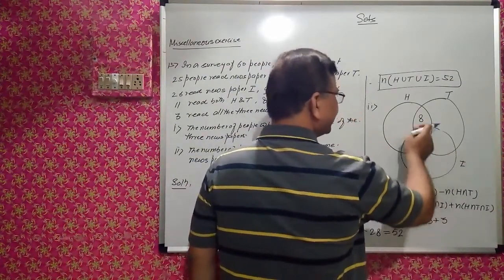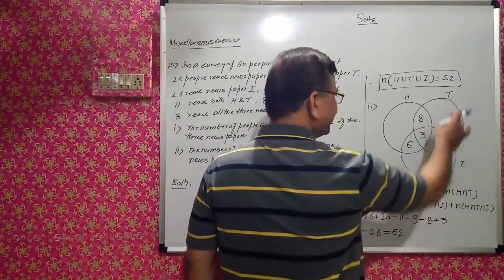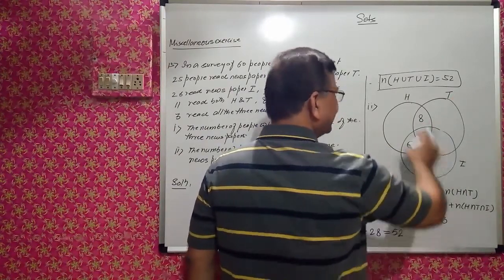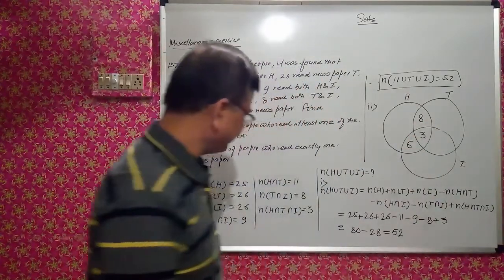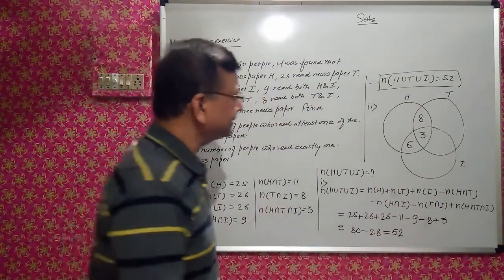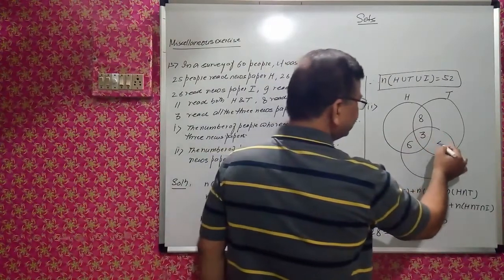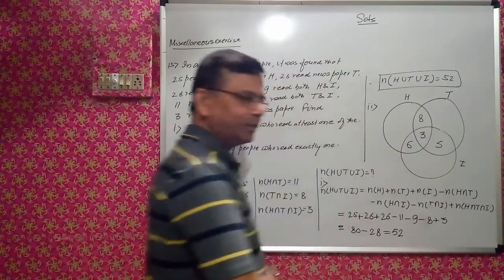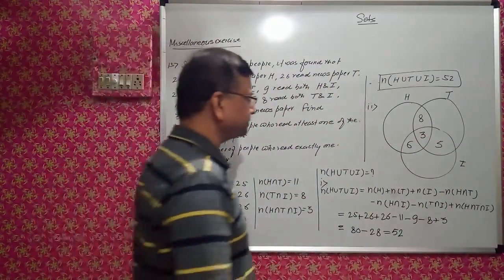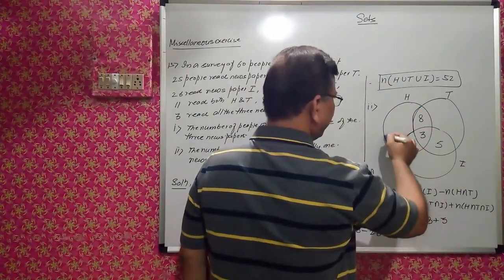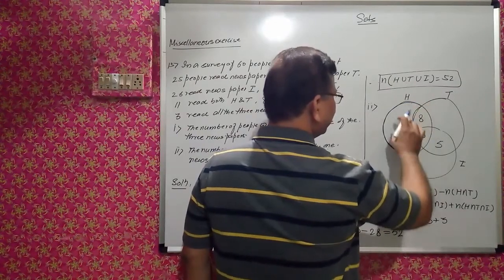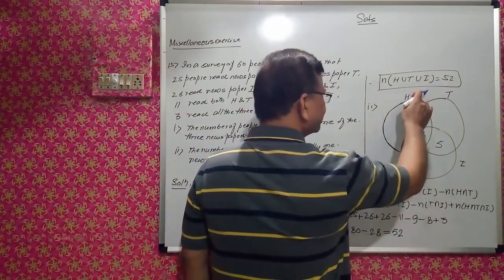And this area tells the intersection of T and I, and that is 8. So 3 is this, means in this area only 5. Okay. Now, this area, what does it imply? This area is only H.